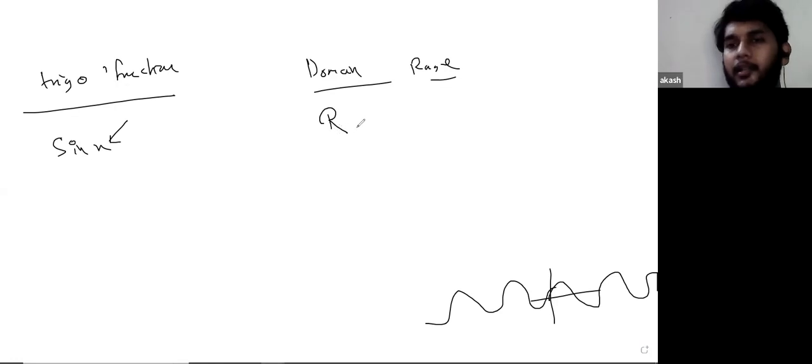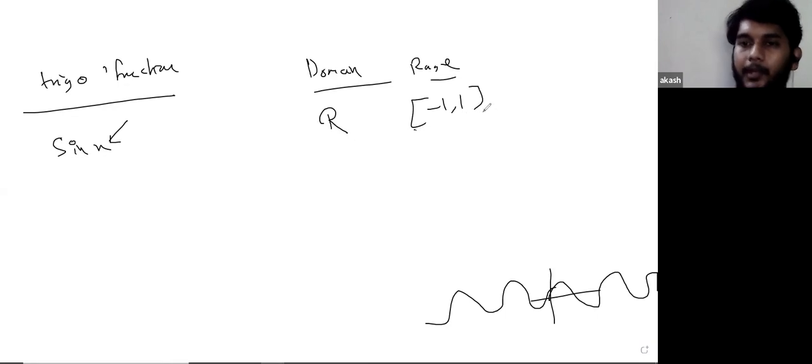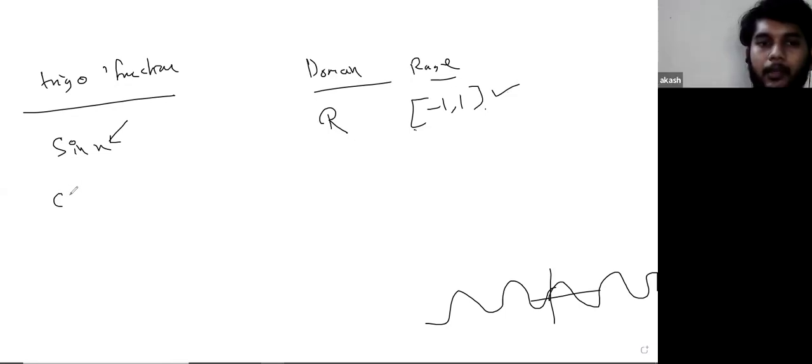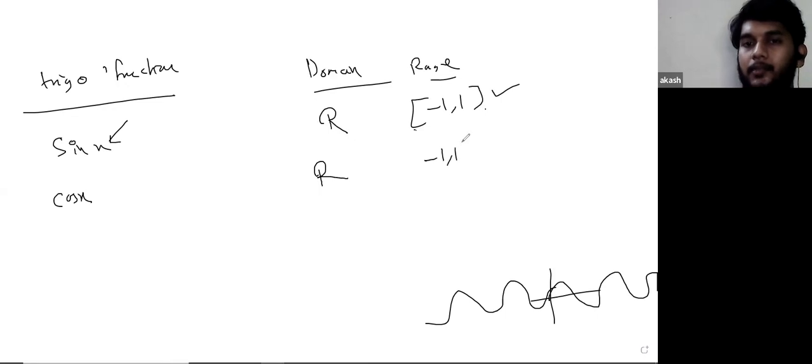R means all real numbers. Sin x says, yes, I can eat anything. And range is [-1, 1]. And this is called closed brackets. All right. You know about these brackets, right? And cos x, this also has domain R, range is [-1, 1].